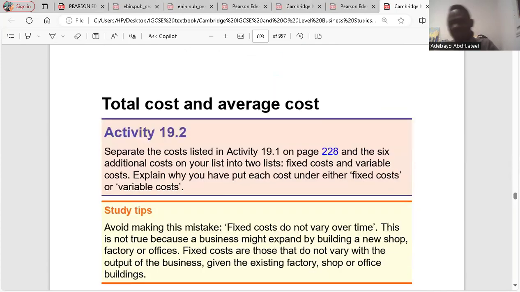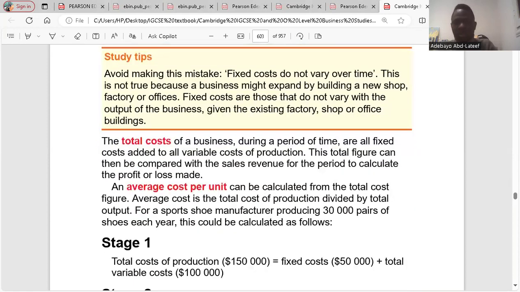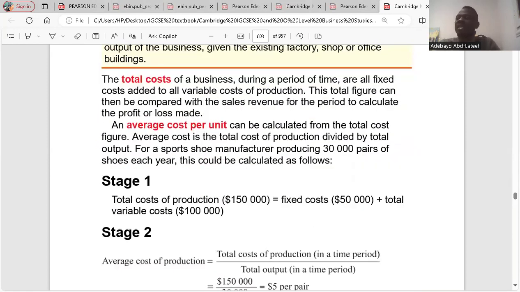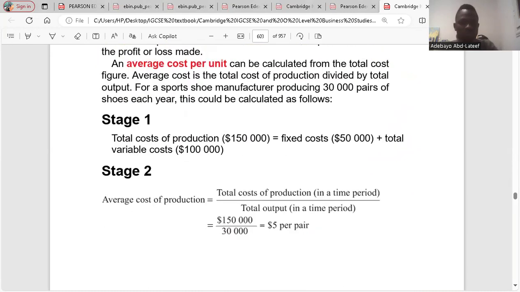Now we go to total cost and average cost. Why do we call it total cost? We call it total cost because it is the sum of the fixed and variable cost. That's our total cost. Then we have the average cost per unit. The average cost is the total cost divided by the number of units or number of outputs. We've talked about that before.